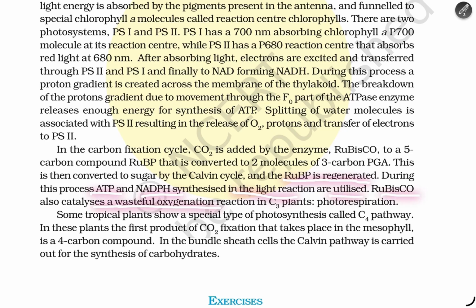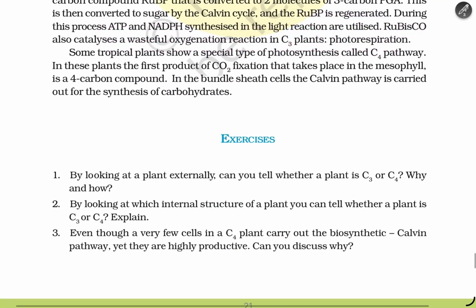RuBisCO also catalyzes a wasteful oxygenation reaction in C3 plants, called photorespiration. Some tropical plants have a special type of photosynthesis called C4, in which the first product of carbon fixation takes place in the mesophyll in a 4-carbon compound. In the bundle sheath cells, the Calvin cycle is carried out for the synthesis of carbohydrates.